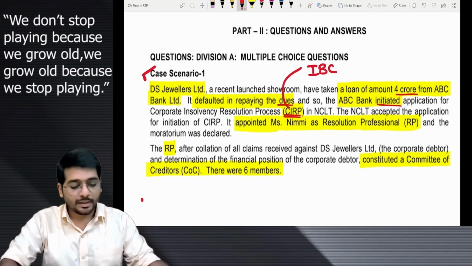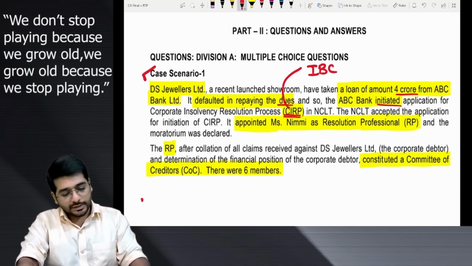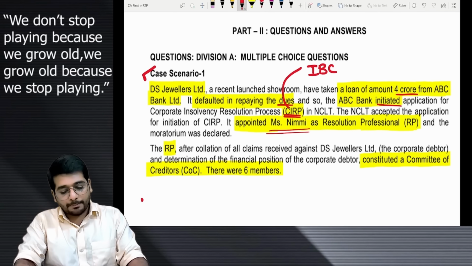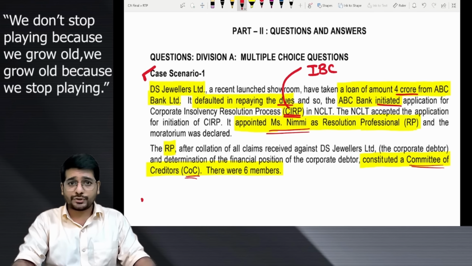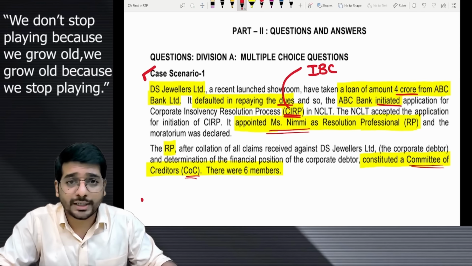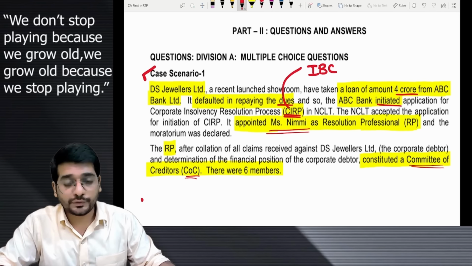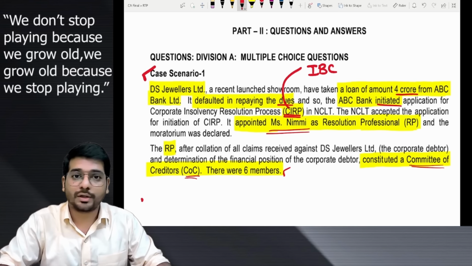They appointed Miss Nimi as the RP. Who is the RP? Miss Nimi is appointed as the RP. The RP constituted the COC. Of course, RP has to constitute the COC. That is the role, that is the duty of RP, right? When the COC is constituted, it has 6 members. In the committee of creditors, there are a total of 6 members.